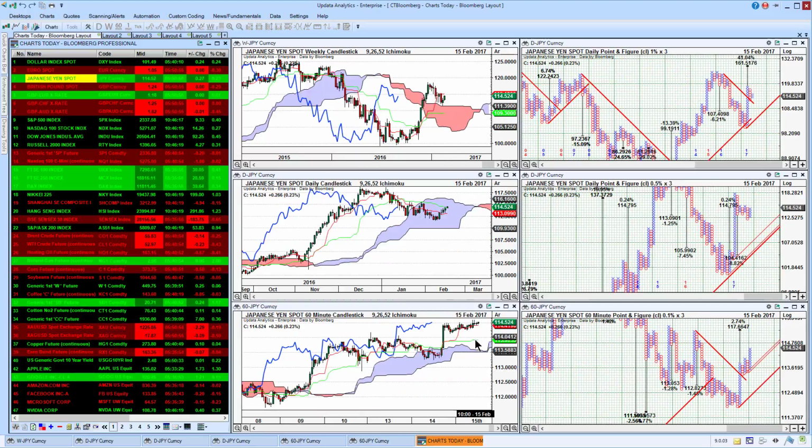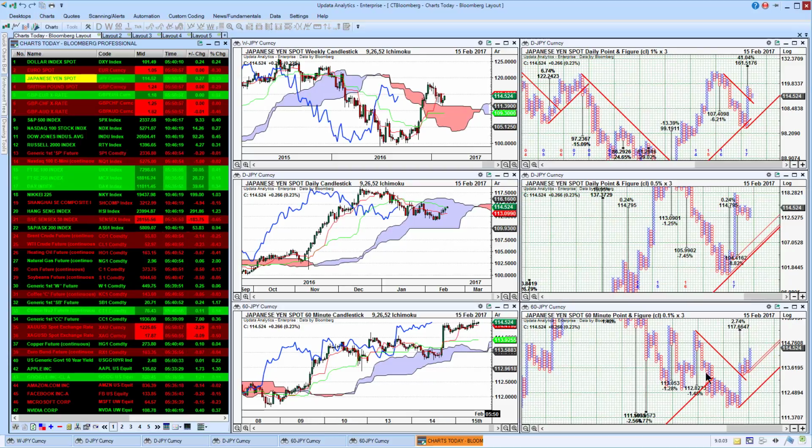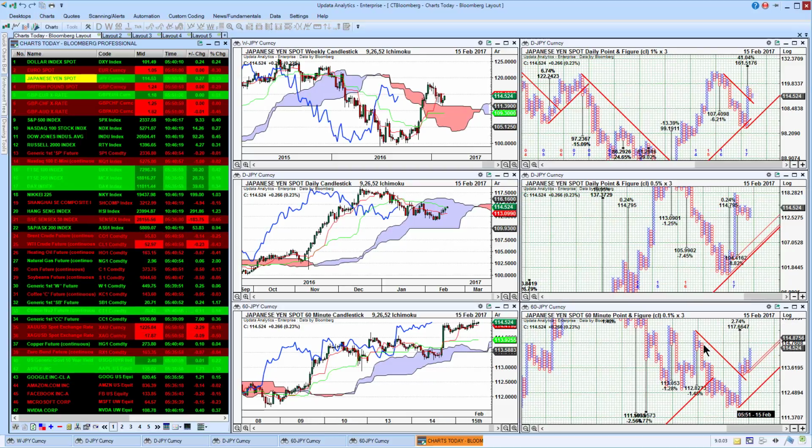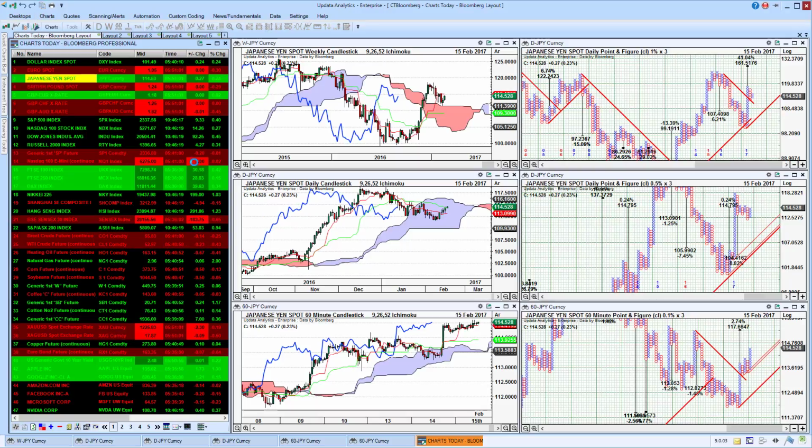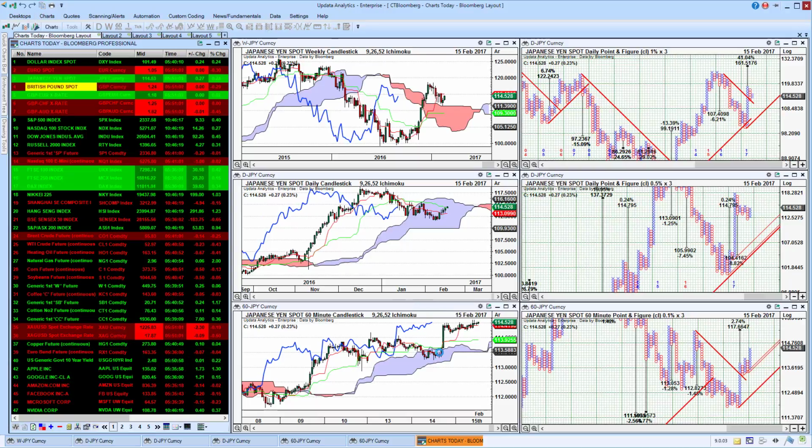If we look at the dollar yen, we see the dollar strength kicking in here as well. 2.7% upside, 117 is the target. So that's just a proxy for what's going on with the yen.